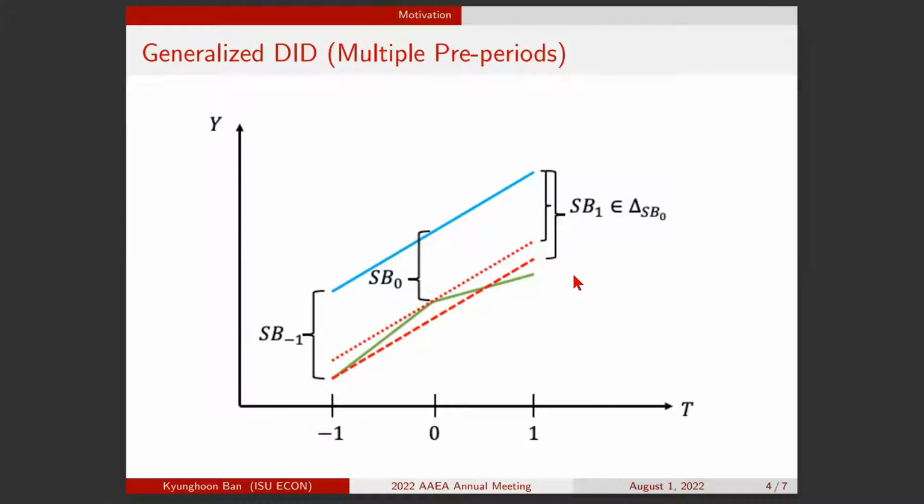So what we are doing is not just picking some specific period, but collecting all the possible selection biases that are available in the data set. And we take the convex hull of all the selection biases that are available in the data set. From that, we select the largest selection bias as the upper bound of the selection bias, and we pick the smallest one as the lower bound of the selection bias.